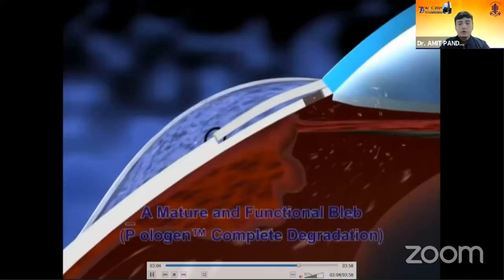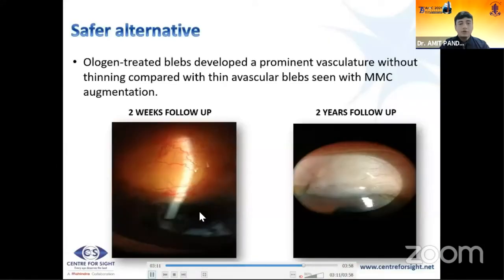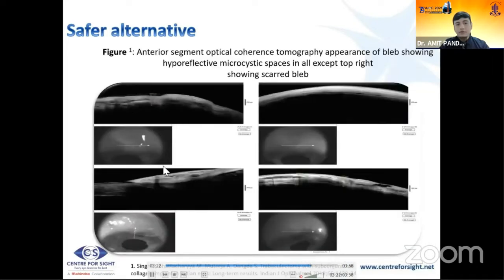So this is what we'll end up with. This is the early post-operative and 2 years follow-up photograph. As you can see, the normal vasculature is present on the conjunctival surface over the bleb area. And it has microcystic spaces inside it, as the ASOCT photographs show here, which tells us that it's a functioning bleb.